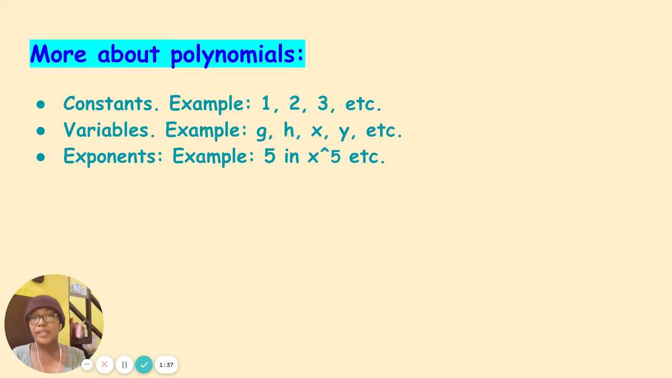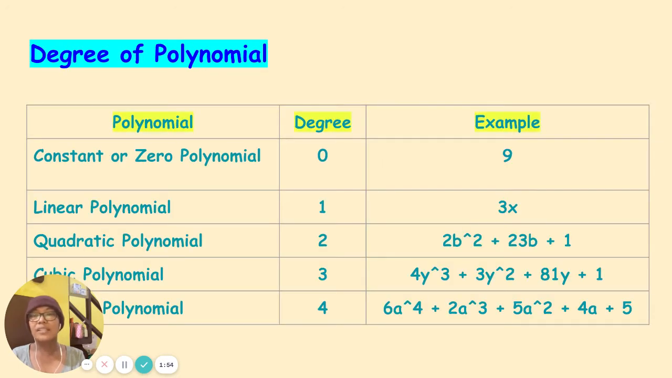So, how about exponents? Example, 5 in x to the fifth, etc. x squared, the exponent is 2. x cubed, the exponent is 3. Of course, we can use any other letters. a cubed, the exponent is 3. a to the fourth, the exponent is 4, and so on and so forth. So how about degree of a polynomial?